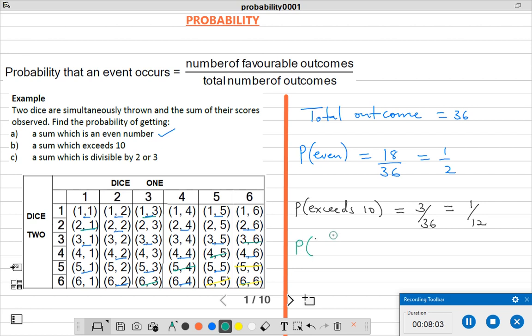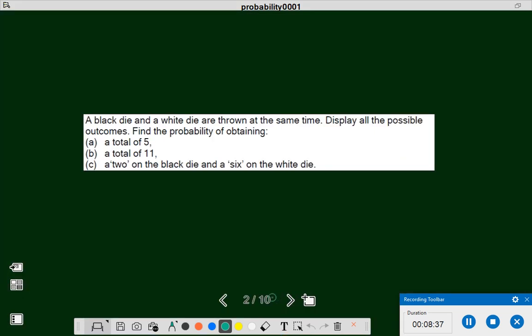So the probability that the sum is divisible by 2 or 3 is 24 over 36. So by 6 you get 4, by 6 you get 6, by 2 you get 2, by 2 you get 3. So that number is done. So we have this number to try.